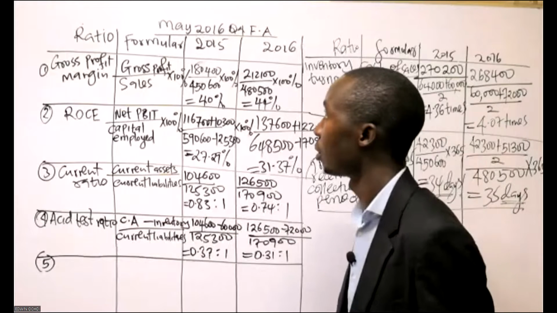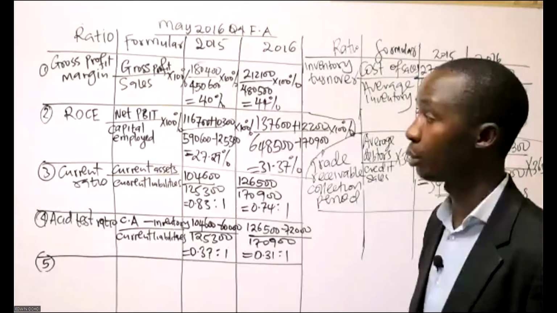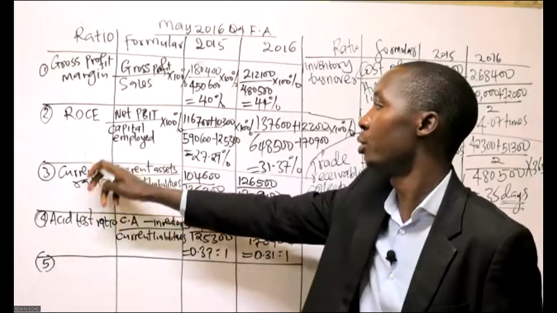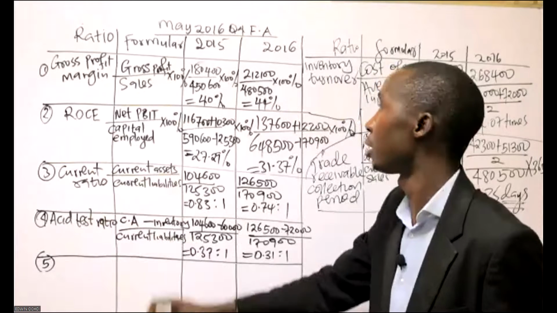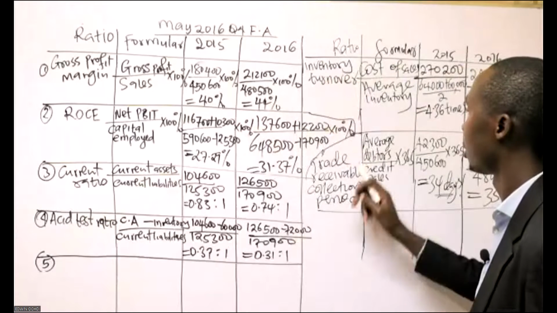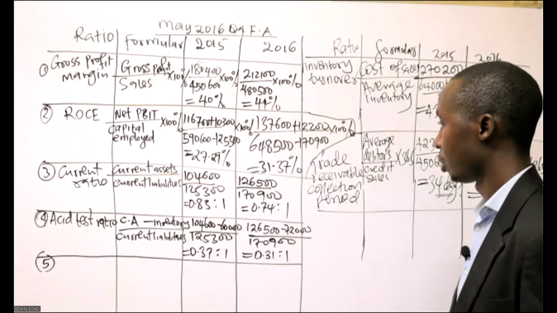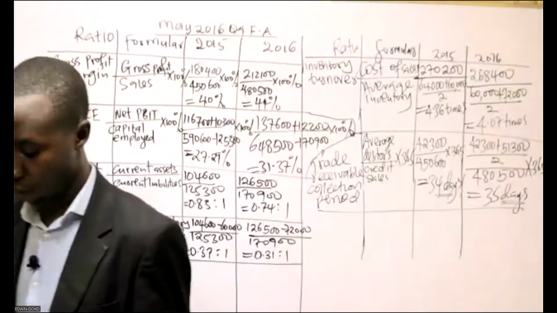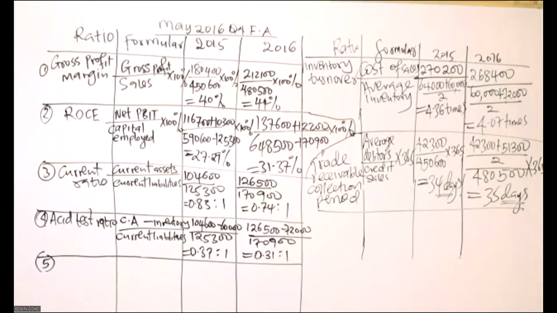So that was the question. That is how you are supposed to do the 5 ratios: gross profit margin, return on capital employed, current ratio, acid test ratio, inventory turnover, trade receivable collection period. So let's look at another question from my FAT.